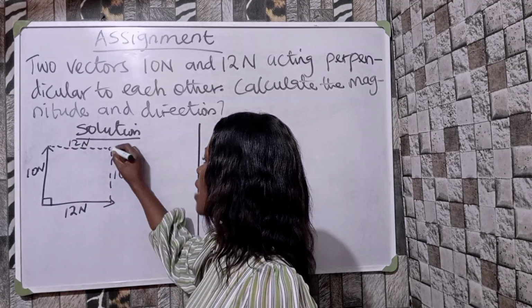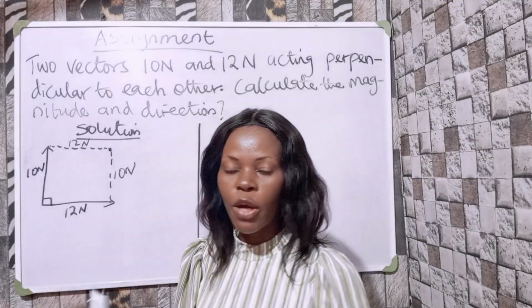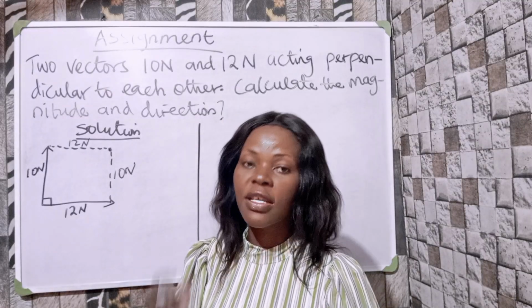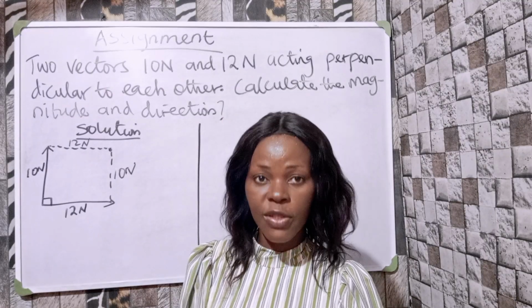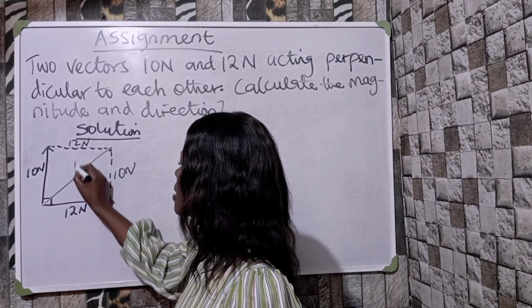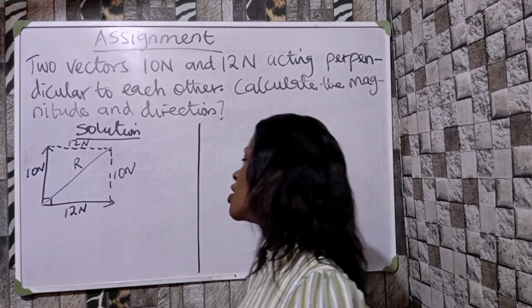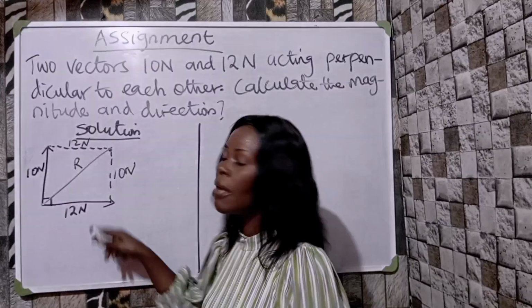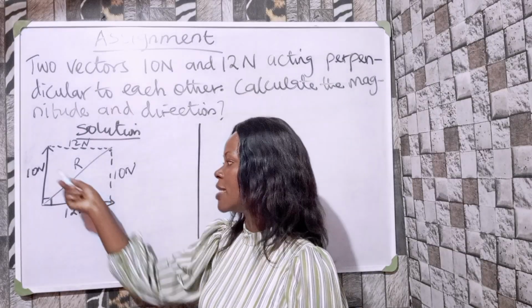Now the two points of intersection, we are going to join it and call it R, which is our resultant. So we join it to call it R. This is my resultant. Now I have two triangles, this and this.